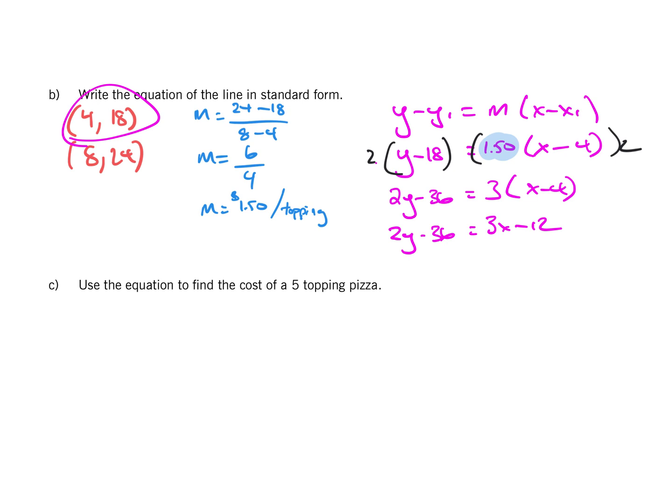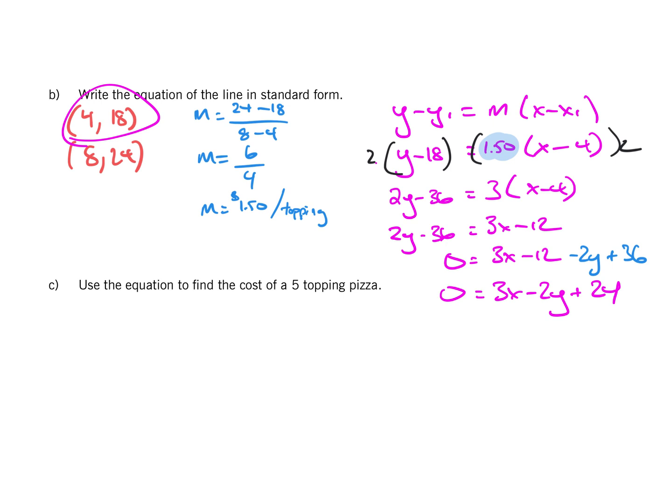Now, x is positive, so we're going to bring everything over to the right. So the 2y is going to come over and become negative. The 36 is going to come over and become positive. So 3x minus 12 minus 2y plus 36. So simplifying, we get 3x minus 2y plus 24. That is our equation of the line in standard form. Whew.